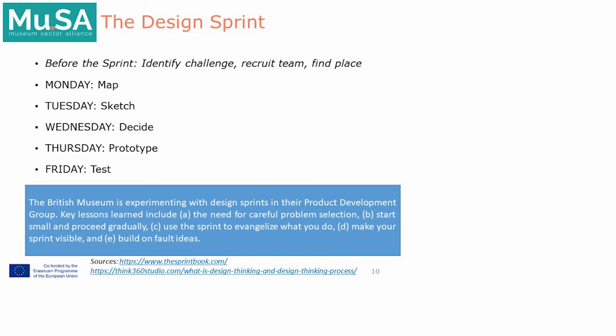Before the sprint, you have to identify the challenge, recruit the team, assure that their week will be free from duties that will intervene in the process, and find a place to work away from the pressing things and daily work duties.